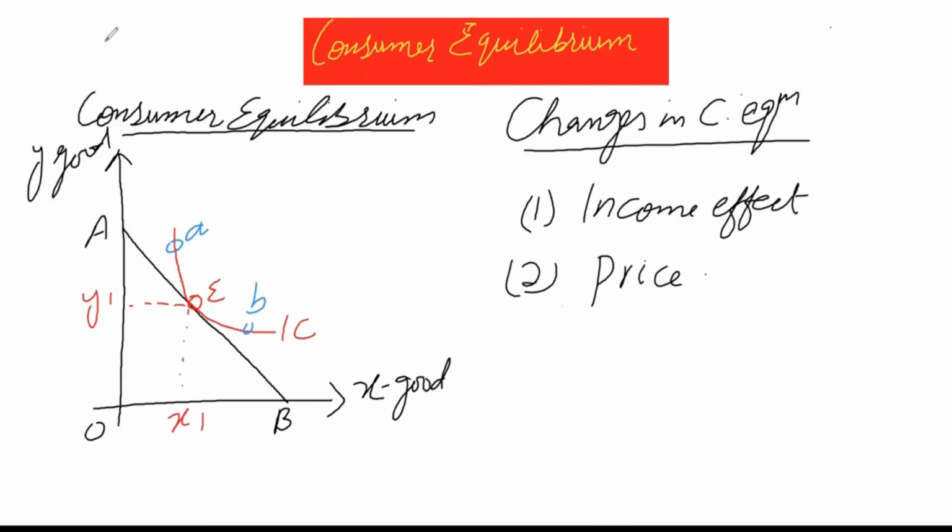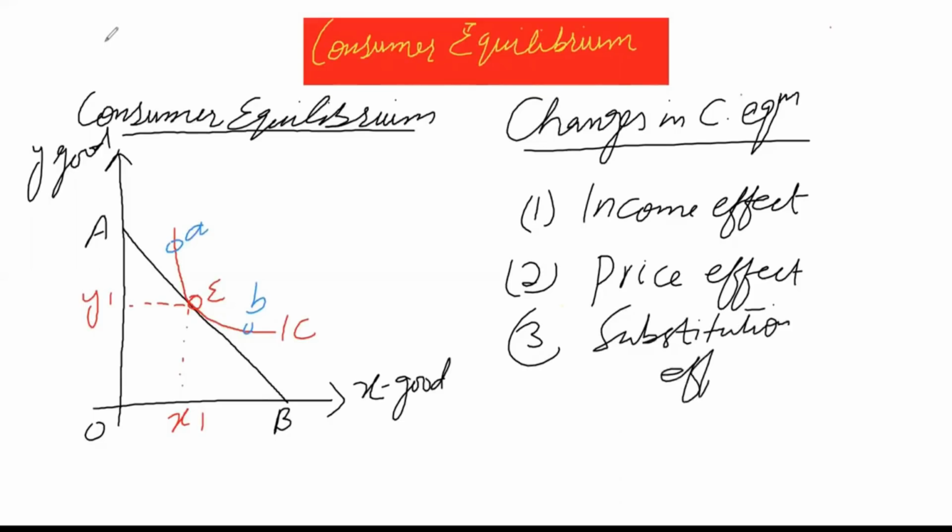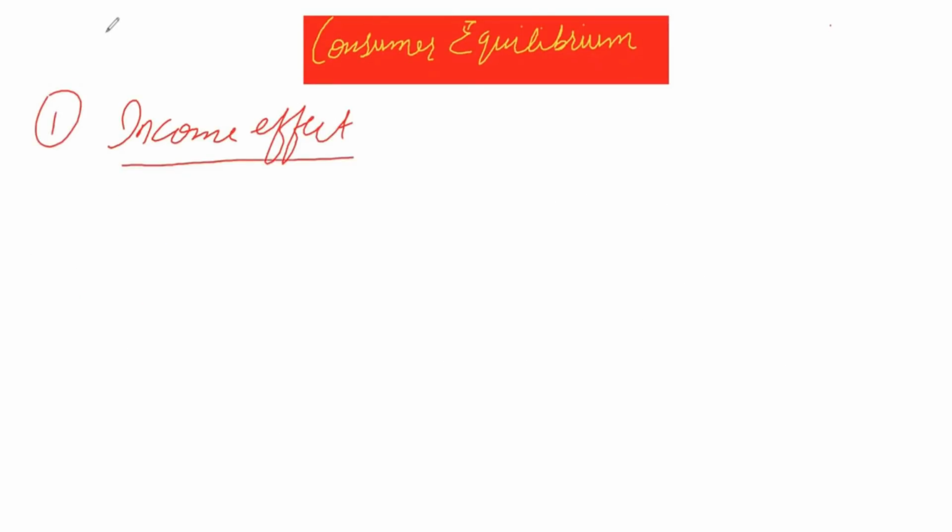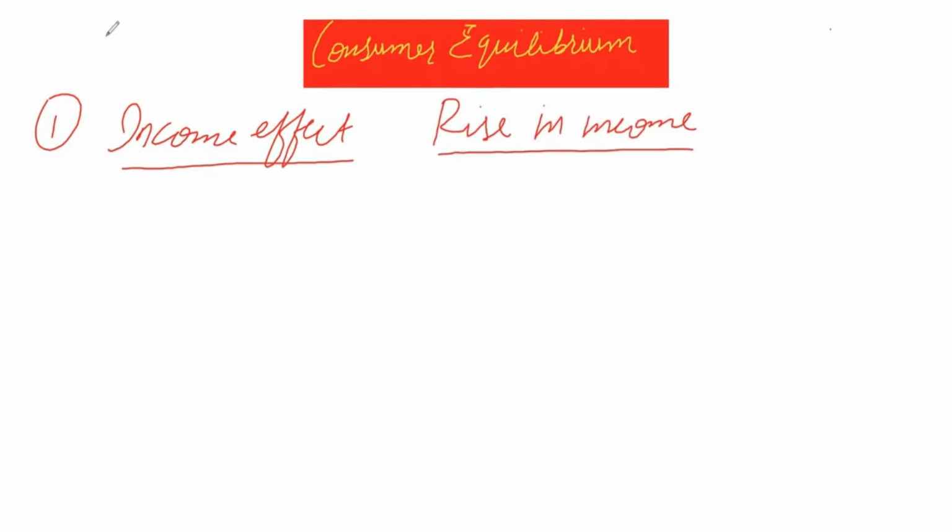Consumer equilibrium is not always stagnant and constant. It keeps changing with the changes in three main elements, and those are: number one is income effect, number two is price effect, and number three is substitution effect. So these three effects basically change the consumer equilibrium. How these three effects change consumer equilibrium, we can see in detail.